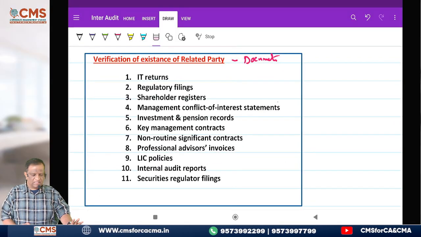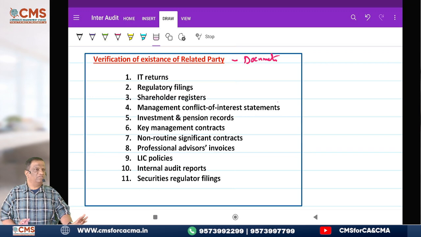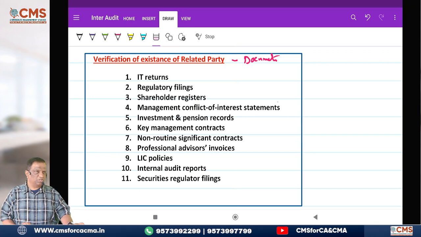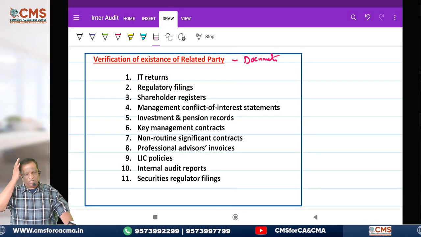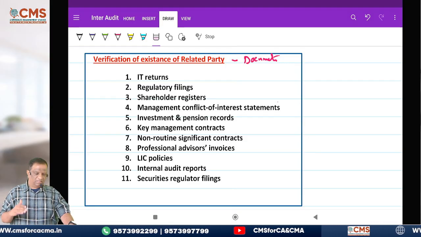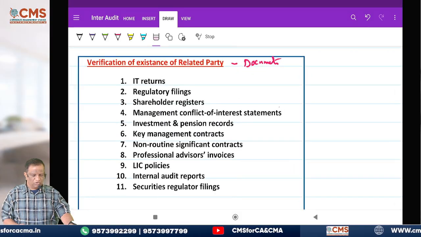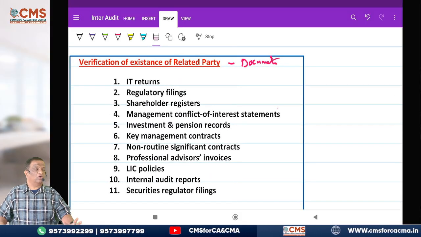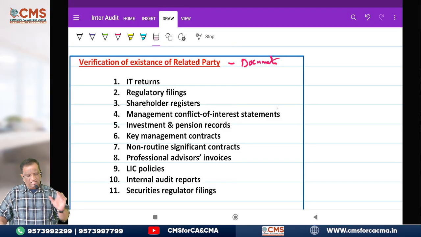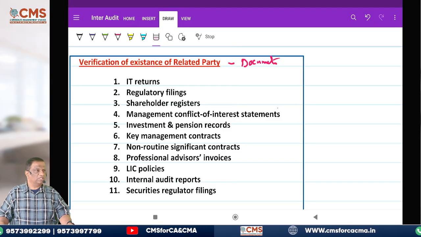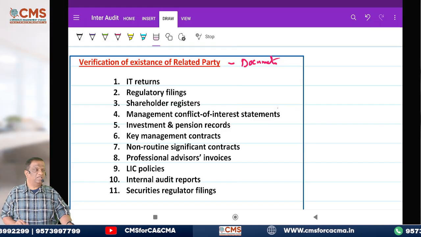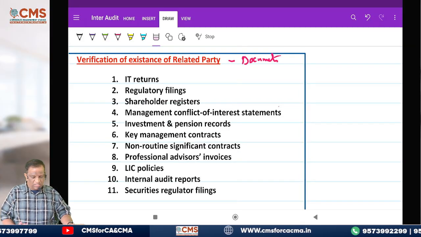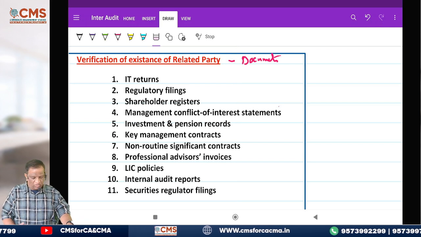So I rate this as a more probable question, because nowadays the questions are very practical rather than simply being asked from the definition perspective, because the traditional questions were more from the content. But the modern and the latest questions are more with a practical approach. So he can ask you, what documents do I have to verify to see that there is a relationship between the parties? How do I know who is controlling my party? That is why he has given a huge list of things that you can verify to see the existence of a related party. What are the documents?